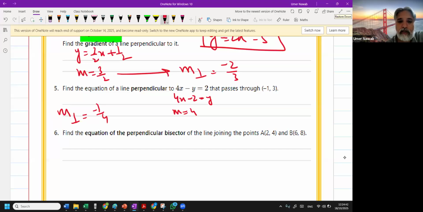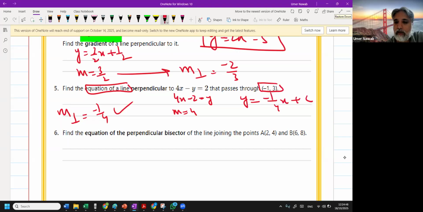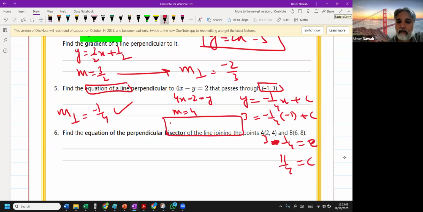He said, can you find the equation of a line? So y is equal to negative 1 over 4 x plus c. Substitute this point, 3 here, and negative 1 over 4 and negative 1, plus c. So 3 plus 1 over minus 1 over 4 is equal to 0. So you will be getting 11 over 4 for c. The equation of a line will be y is equal to, come on, this is the gradient, negative 1 over 4 x. And what is the value of c? We found it is 11 over 4.